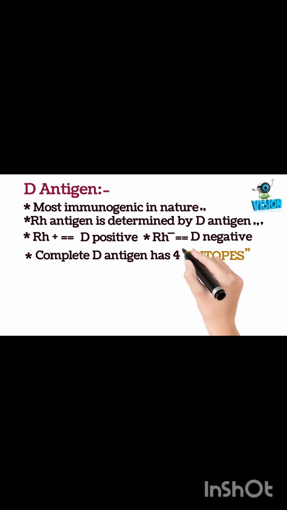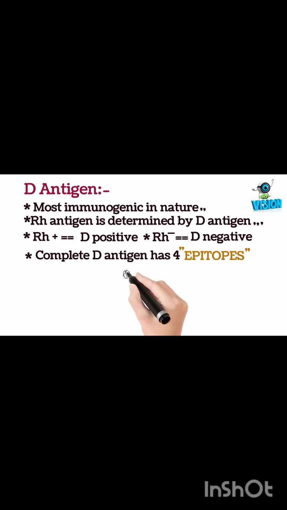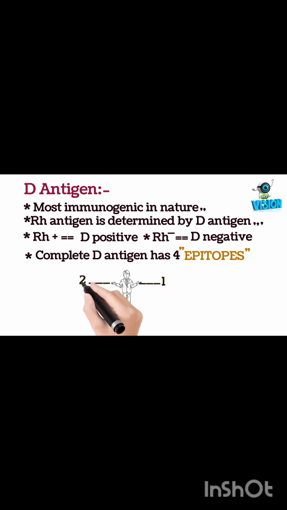It has 4 epitopes. Let's assume D means dancer. Suppose this is the diagram of a good dancer. A complete dancer has 2 arms, number 1 and 2, and 2 legs, this is number 3 and 4. Presence of all epitopes makes it a good dancer or good antigen.